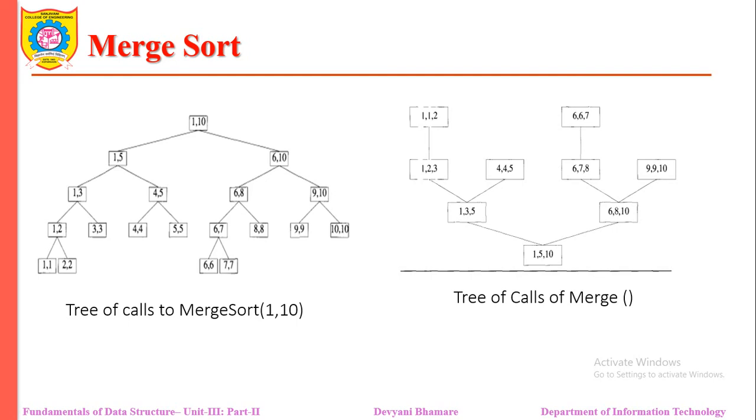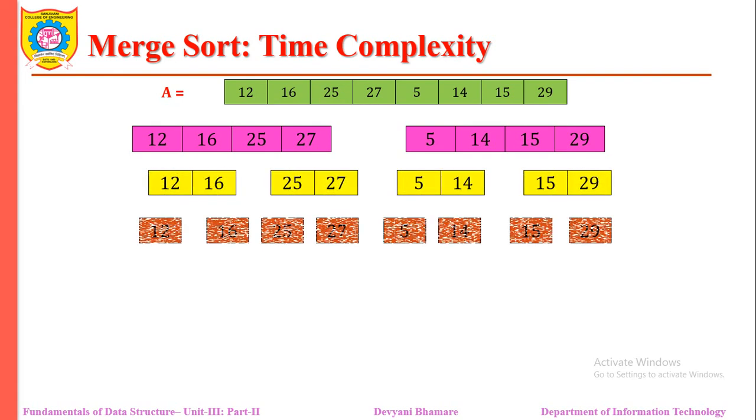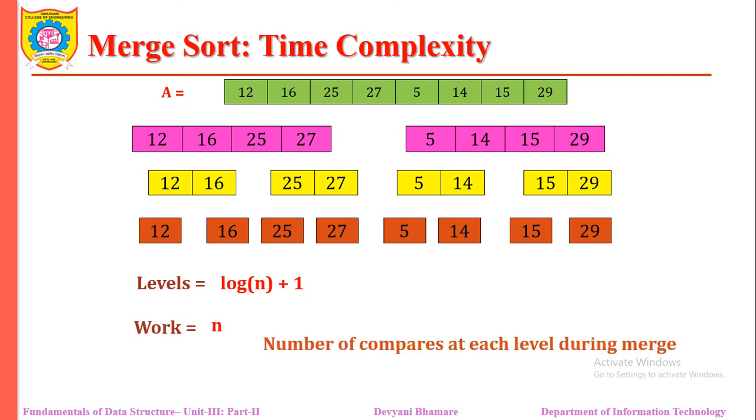So if we think about the time complexity of the merge sort, it is not necessary that the entire array is divided into exactly two sub portions, and at what level it needs to be divided. There are a total of log n plus 1 levels. How does it work? If there are a total of n elements, that means the number of compares at each level while we are performing the merge is n. So the total complexity of the merge sort is n log n.